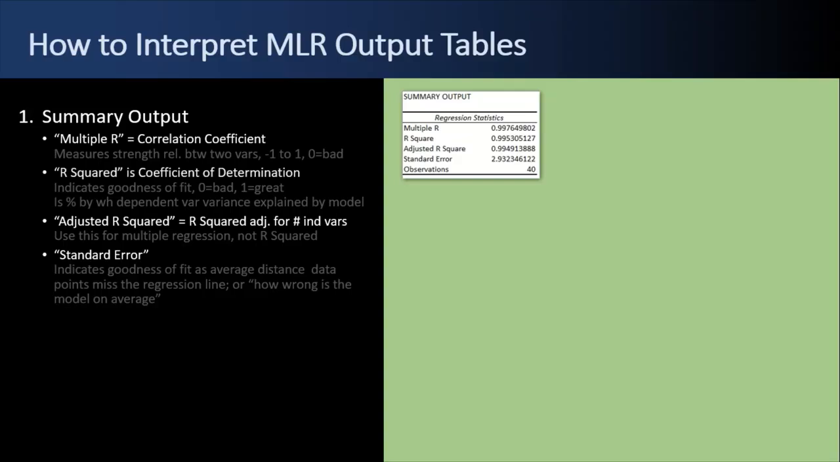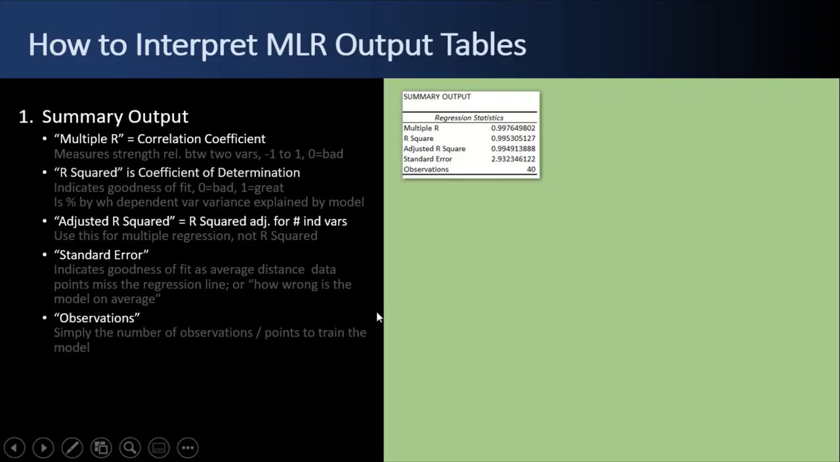And the standard error, the 4th row here, indicates the goodness of fit as an average distance that the data points miss the regression line, or how wrong is the model on average. So the predicted Y value, how far off is the actual value from the predicted value. I don't really use that, but if it's way off, then you know, ooh, not good. And then observations, there's 40 observations. I don't really use that either. Really, in this summary chart, the value I use the most is the adjusted R squared.